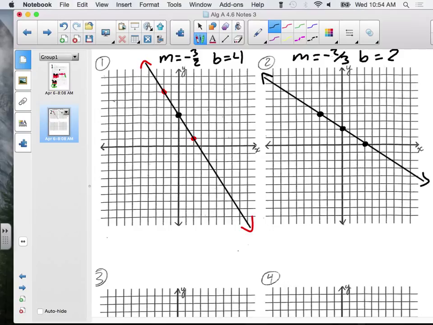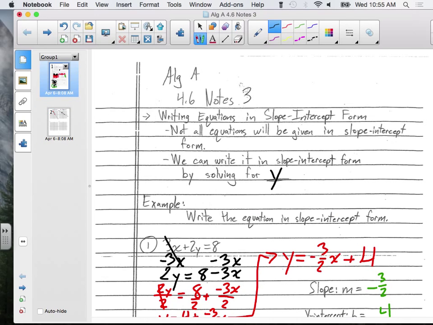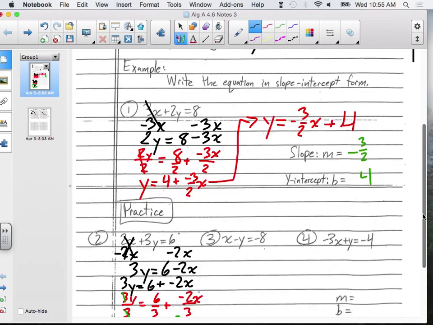Alright, what kind of behavior does this graph have? Positive or negative slope? Negative, because it's going down from left to right, just like this one, because we said our slope on the other side was negative, so our graph should agree with that. Now we go back to the front side, now you guys can do 3 and 4 by yourselves.